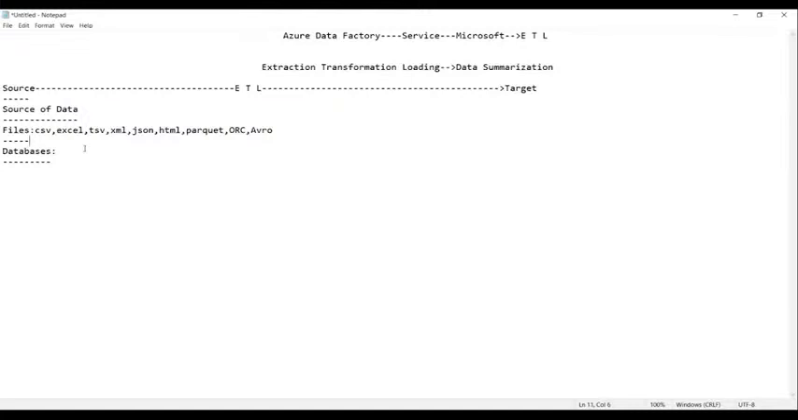Why we use the database. So what are the databases you can have? You can have databases such as Oracle database, MySQL.